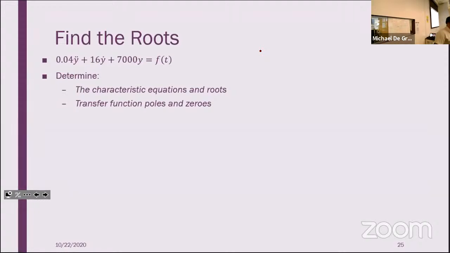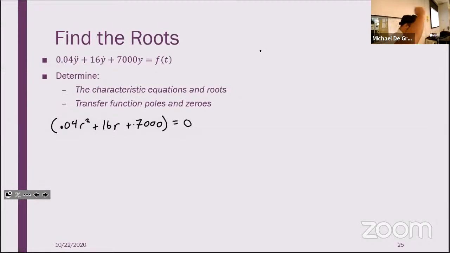For this class, poles and zeros don't really mean anything. They're more of a controls thing. Right? We're not going to really talk about that. But what's important to know is that the poles are the roots of the characteristic equation, right? So I want the characteristic equation and the roots, right? Well, remember, if I want the characteristic equation from this, I can easily get it. Right? It's this. This is my characteristic equation.